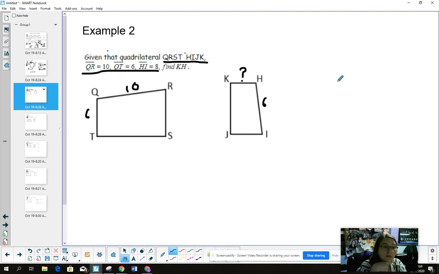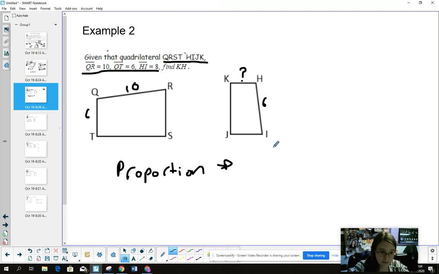Oh, no, we don't. That's why. No, that's fine. When we have a question like this where we need to find a side, what we're going to do is we are going to set up a proportion. Now, what a proportion is, it is two fractions that are equal to each other. So again, we are going to set up a proportion. Two fractions that are going to be equal to each other.